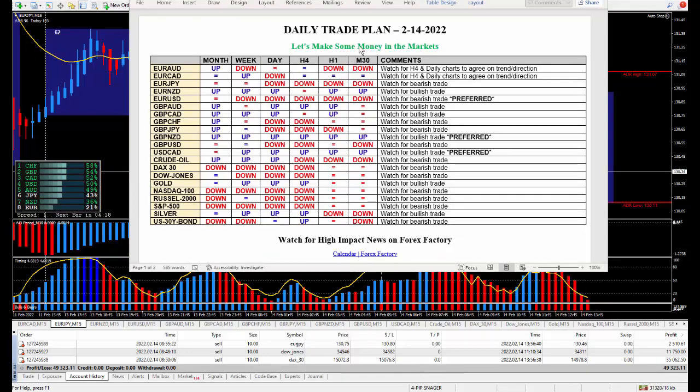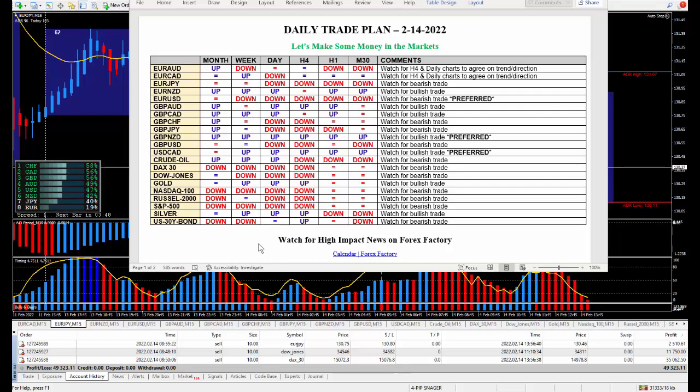Okay, here's the daily trade plan for February the 14th. Did the 3 trades, Euro Yen, 4 downs, watch for bearish. Dow Jones, 3 downs, watch for bearish, sell trades. And the DAX, right here, 4 of them down, watch for bearish trade. You have to produce something like this on a daily basis.